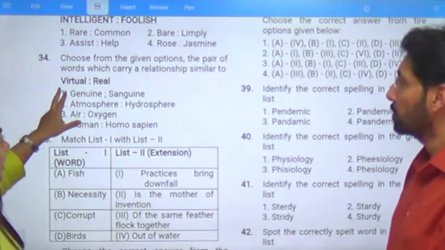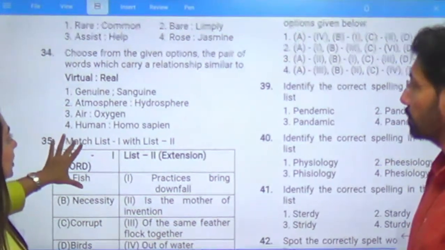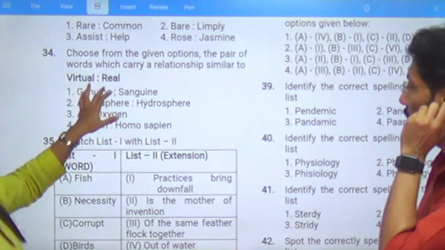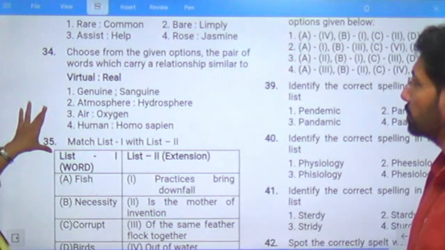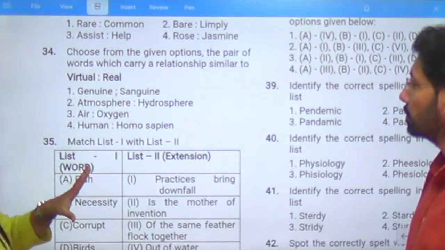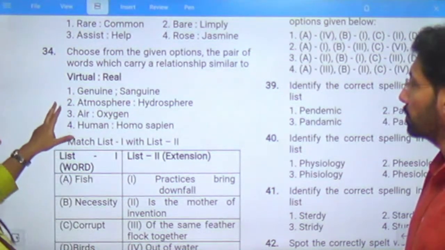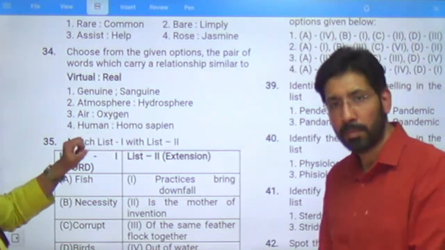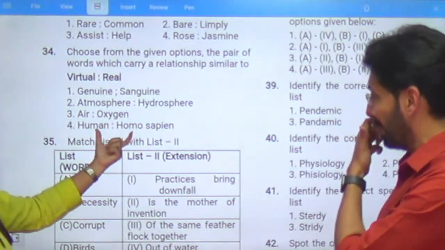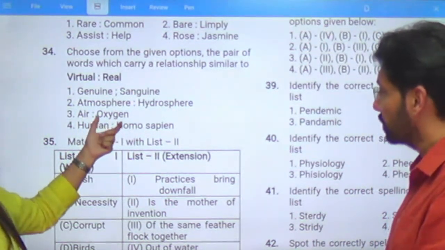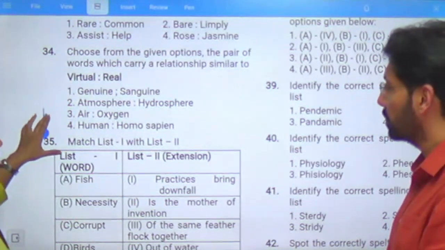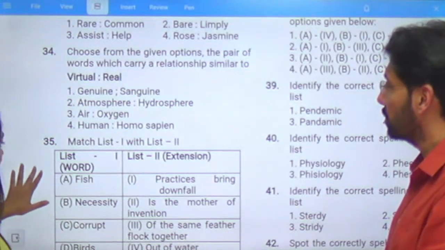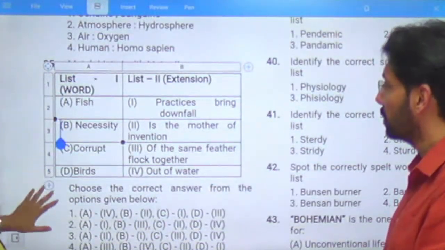Okay. Choose from the given options the pair of words which carry a relationship similar to virtual and real. So we know that these are kind of opposites. So we will first of all eliminate all the options that are synonyms. Genuine and sanguine, atmosphere and hydrosphere, air and oxygen, human and homo sapien. This is synonym, air and oxygen quite similar to each other. So the option we are left with is atmosphere and hydrosphere, right? So similarly, they can give you questions like this also.